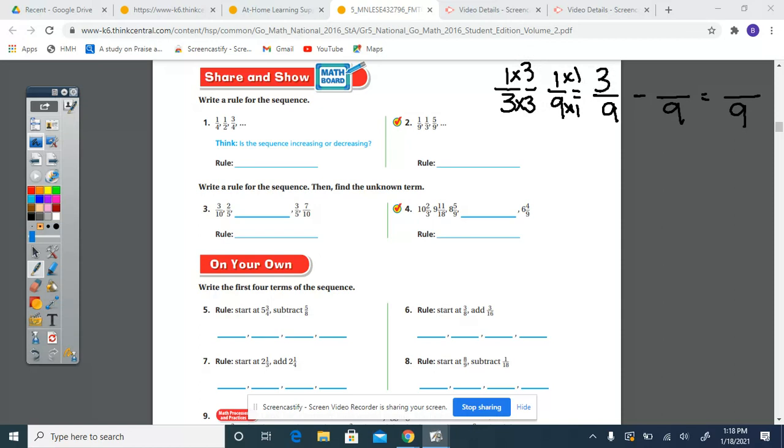So 3 times 3 is 9. 1 times 1 is 1. 3 minus 1 is 2. So in between these two, it is going up 2/9.